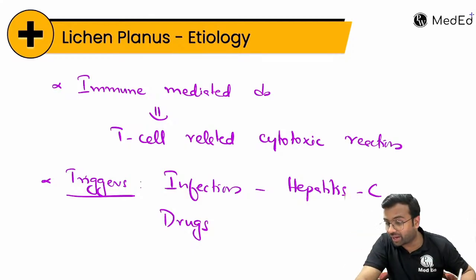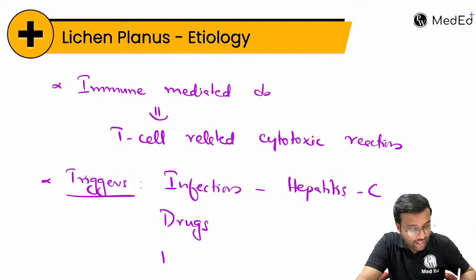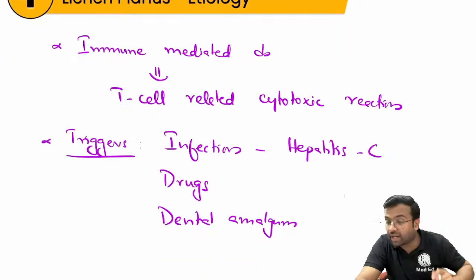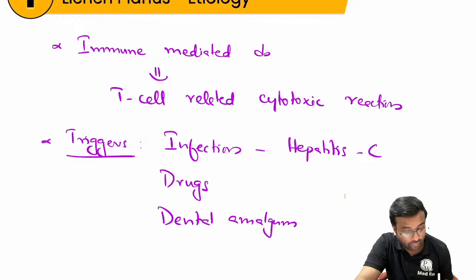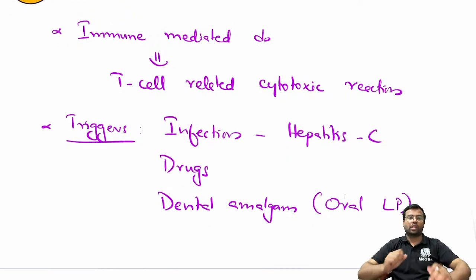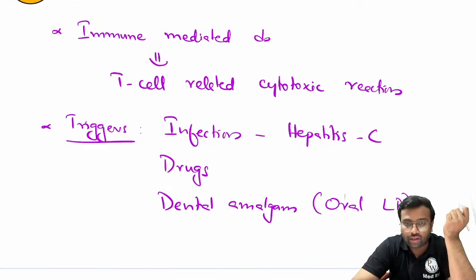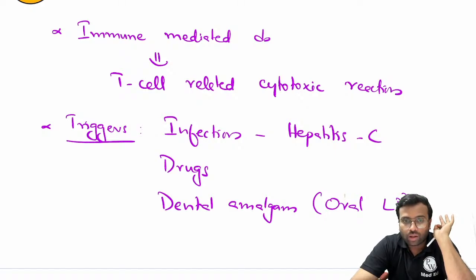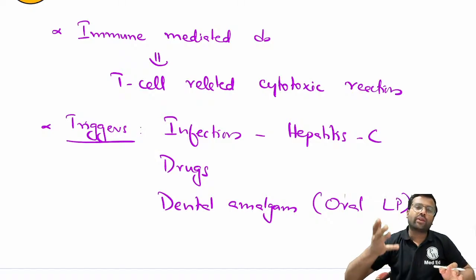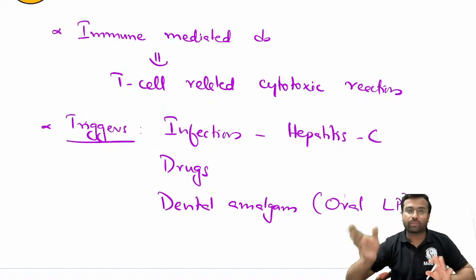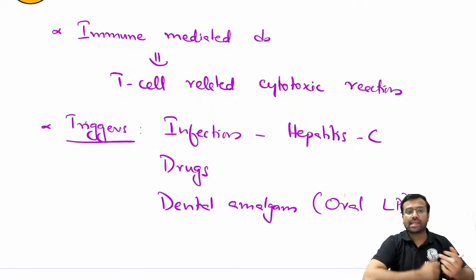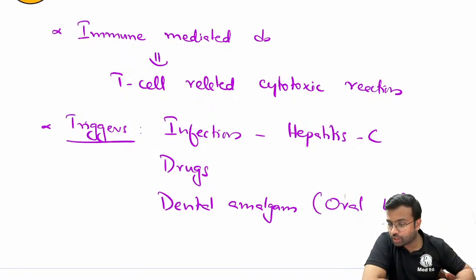Very good. So I like this answer because all of you are answering. So dental amalgam. And this dental amalgam, this is for what thing? The dental amalgam for oral lichen planus. So all these can also be the trigger when it comes to lichen planus. Clear? It should be mostly hepatitis C rather than B. So you can keep both, but hepatitis C would be more specific here. Okay?